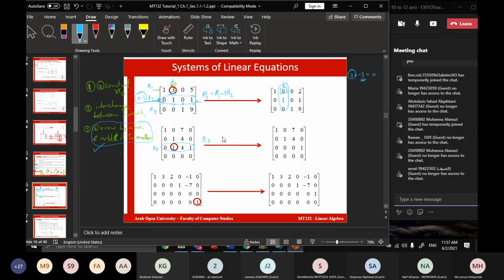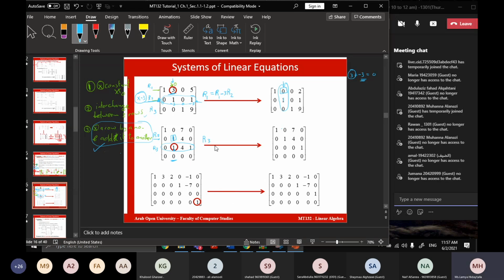Then how can I change it? Which row am I going to use? R2, because this is the leading one in this column. So this is the leading one, and I want to change R3, so I'm going to use R2. What is the new R3? What is my task? I want to make this one 0 using R2.